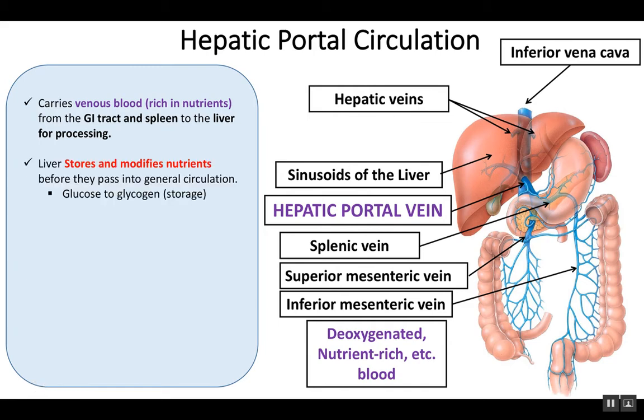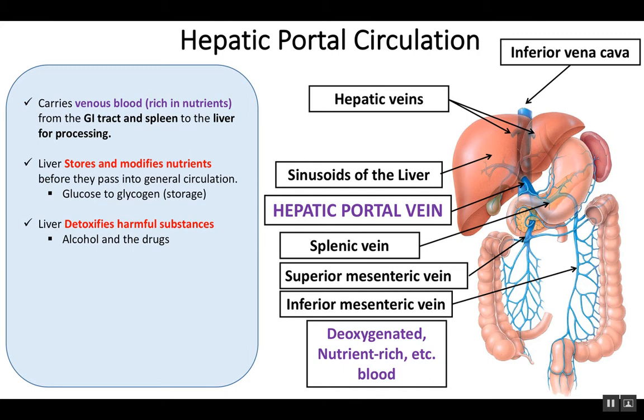So let's think about what the liver does to this blood. One thing it does is it stores and modifies nutrients. An example we've heard of: we've heard that glucose can be stored in the liver. So if you eat a meal that's rich in glucose, a lot of that glucose we don't want to send immediately throughout the body. So it'll go into the liver, and the liver will store this glucose as glycogen. So that's one way the liver is processing this blood.